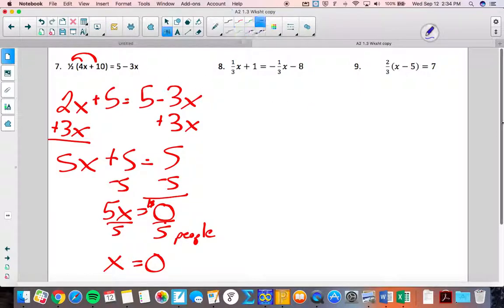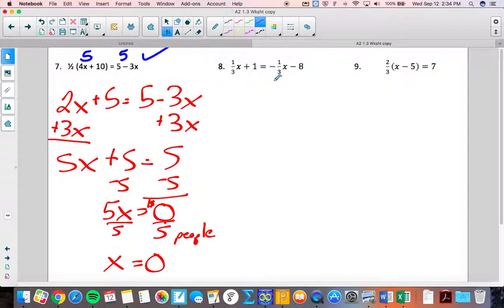I'm going to check that up here. Sometimes it's kind of nice to check on the paper right with it. I'm going to do it on top, see if I can squeeze that in. So on top, I get 4 times 0, which is 0, plus 10, which is 10, and then I take half of it, so I get 5. Over here, I take 5 minus 3 times 0. 3 times 0 is 0. 5 minus 0 is 5. It checks out. Bada bing, bada boom.